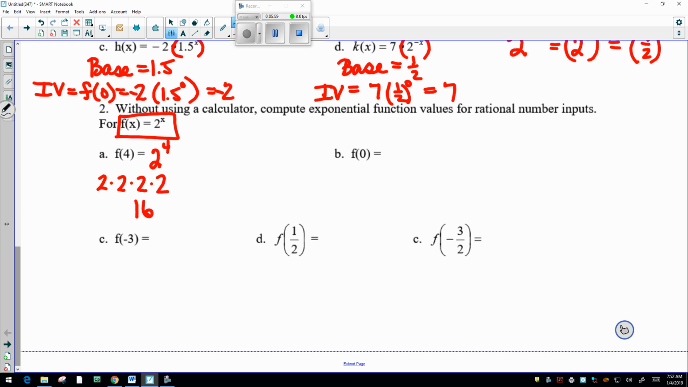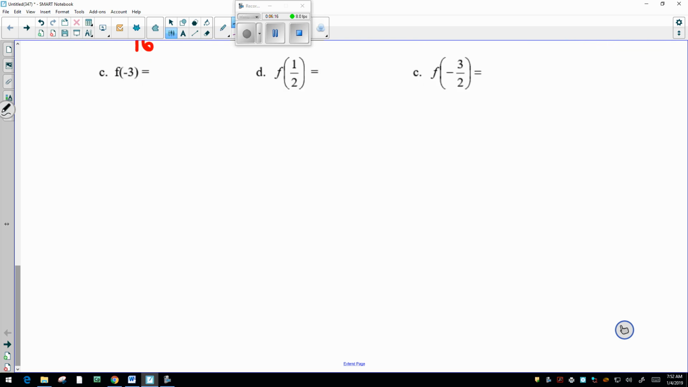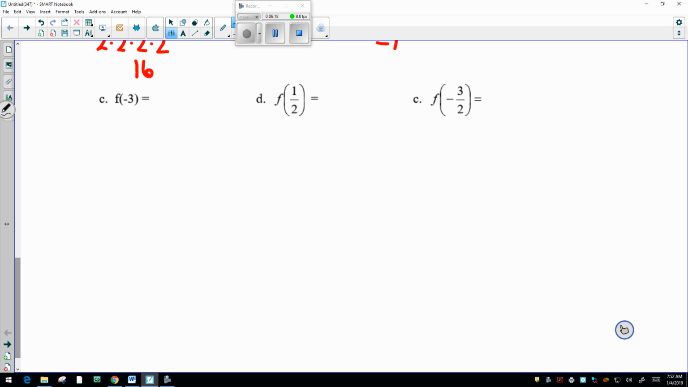Okay. For letter B, we have 2 to the 0 power, and like we set up above, 2 to the 0, anything to the 0, is going to get you a value of 1. On the bottom here, we have f of -3. So if I'm thinking f of -3, now again, we have that negative exponent.